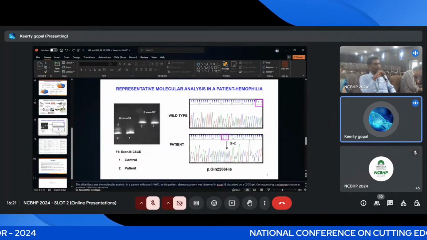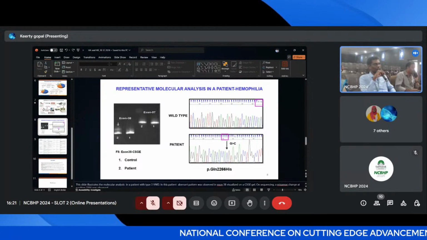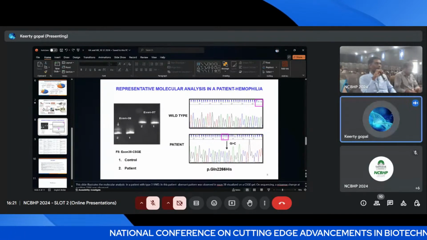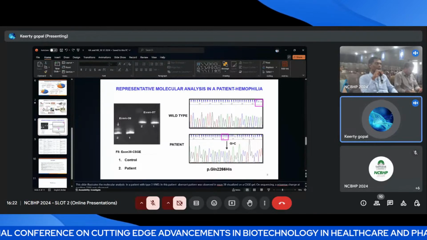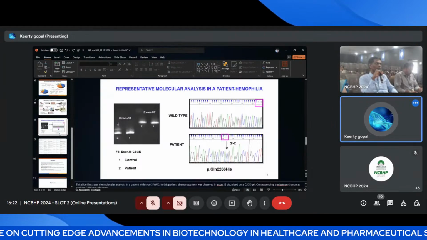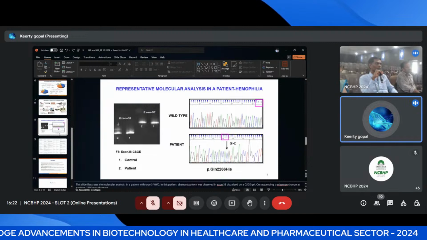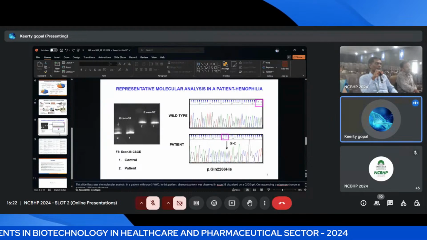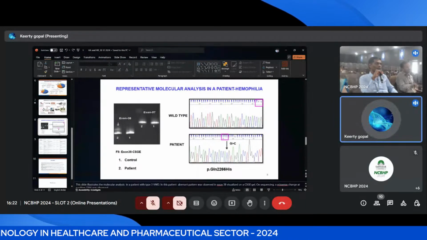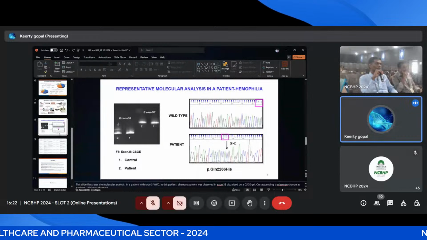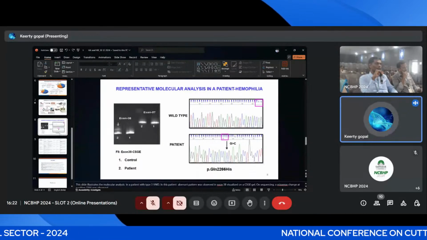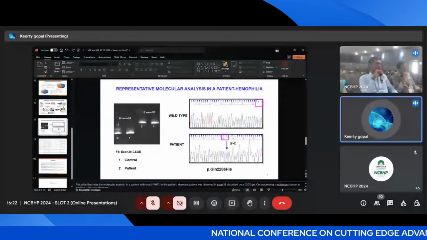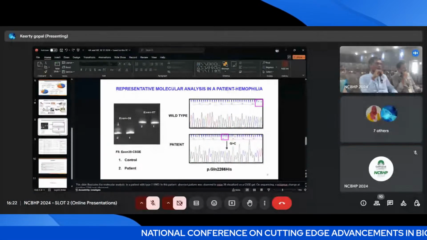So this slide essentially represents, if we try to analyze the patient by CSGE analysis, you get some aberrant pattern in the gel, and then upon sequencing we might get a mutation or a polymorphism. But in this case, in this patient, we were able to identify the mutation based on the evolutionary conservation studies and structural analysis.